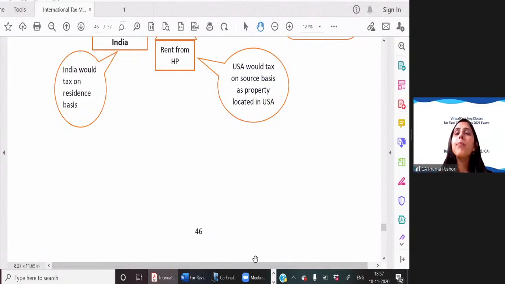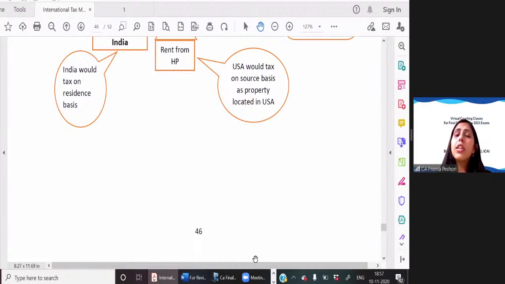Also, DTAA helps in exchanging information about the resident of one country to another country. Why? Because there could be a possibility that I may be hiding my income in India. So the income earned from USA, I would be hiding in India, and I would not be declaring it in the income tax return. In that case, USA will exchange the information with India that this is your resident and he has earned this income. So that will facilitate the reporting of correct income and prevent the evasion of taxes.